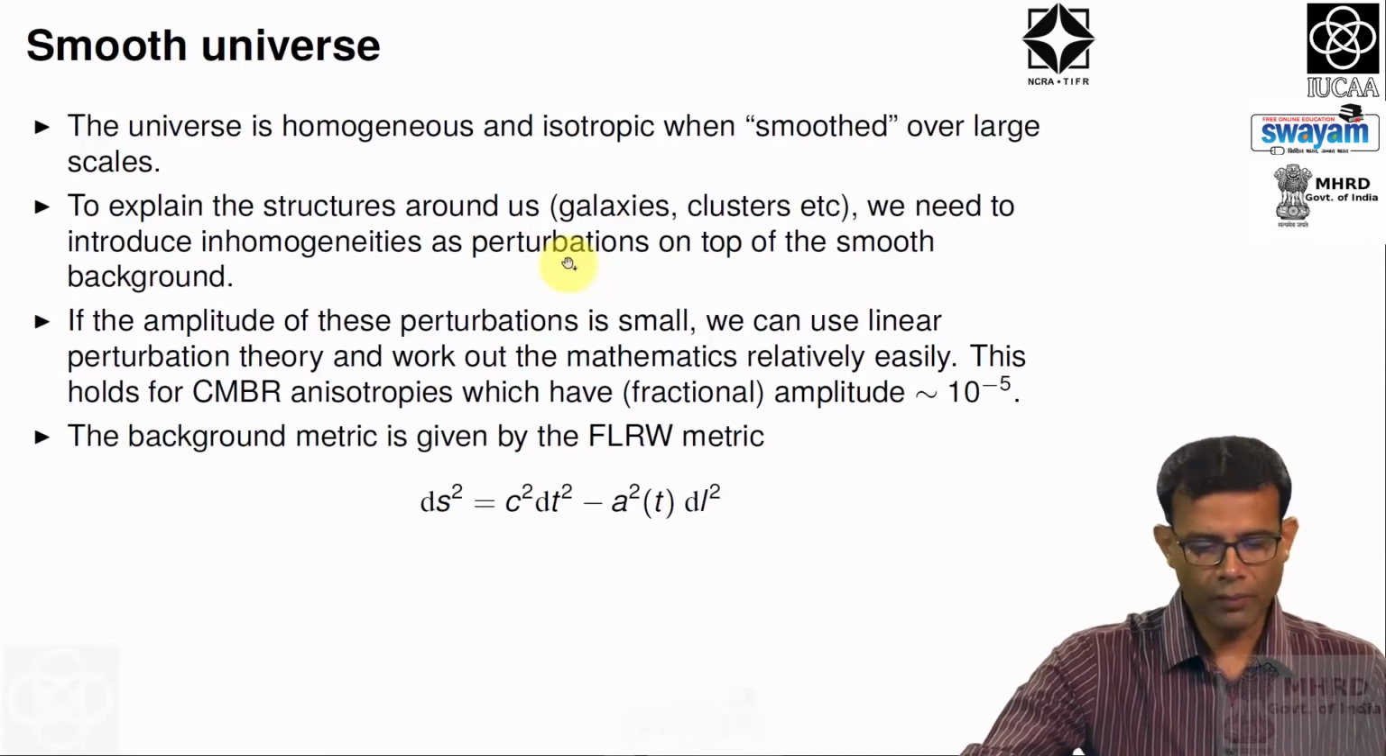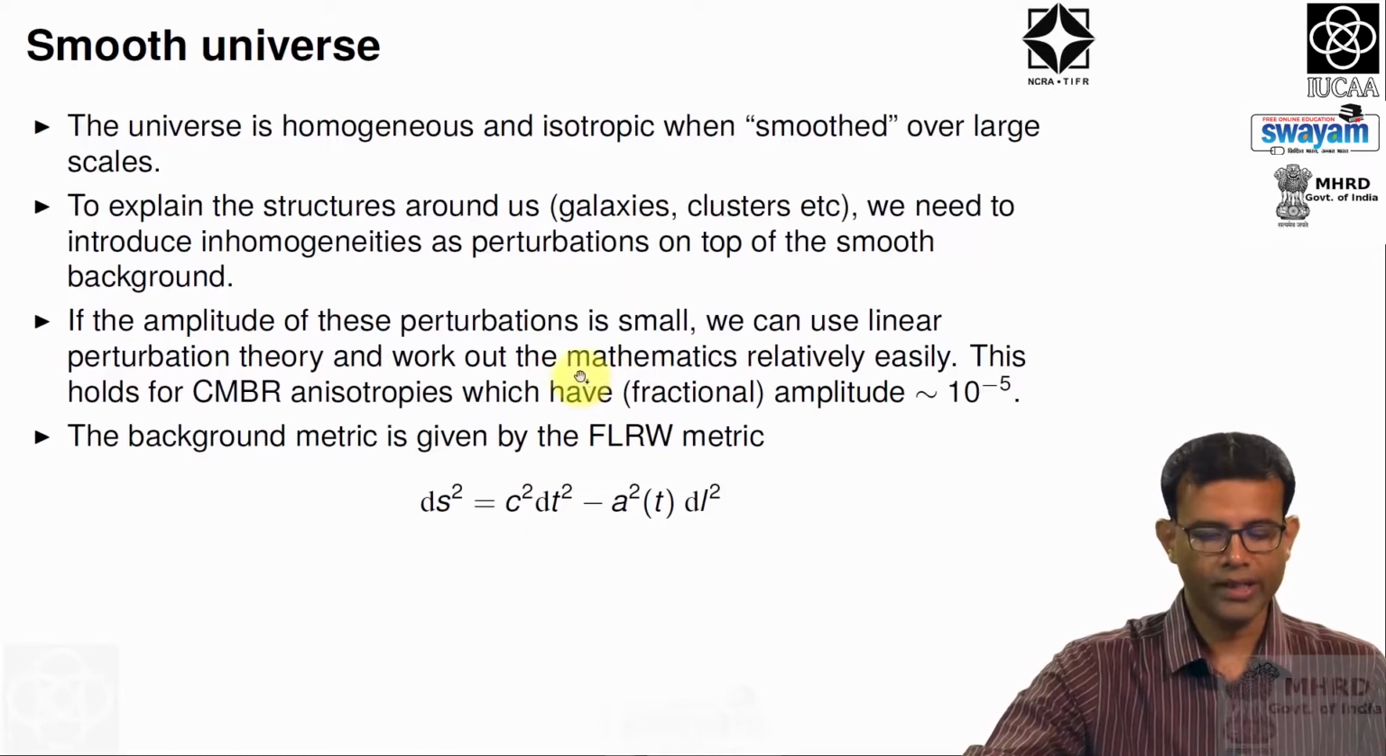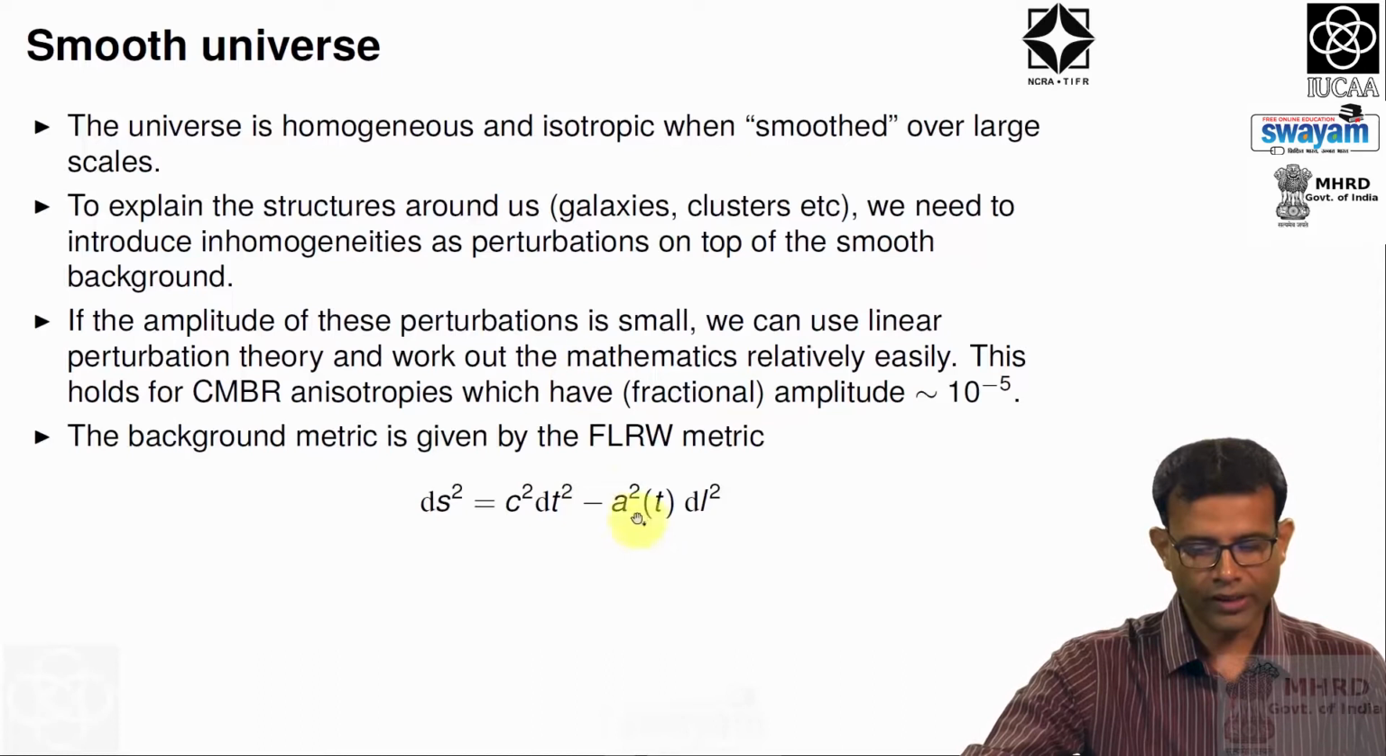Just to refresh our memory, the background metric, which is valid for a smooth, homogeneous and isotropic universe, is given by the FLRW line element, which I have written here. ds square is c square dt square, the time part, and then the scale factor square times the spatial part of the metric.